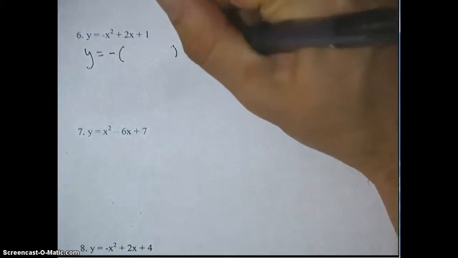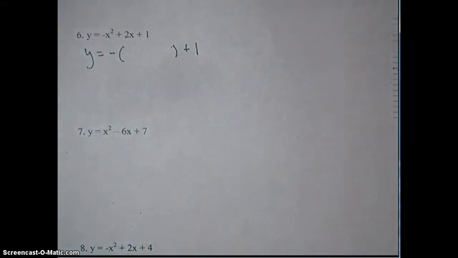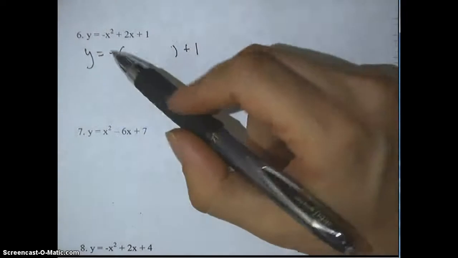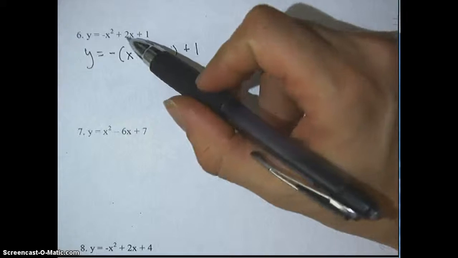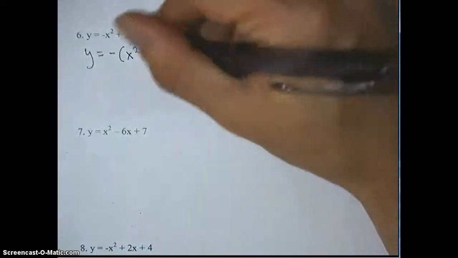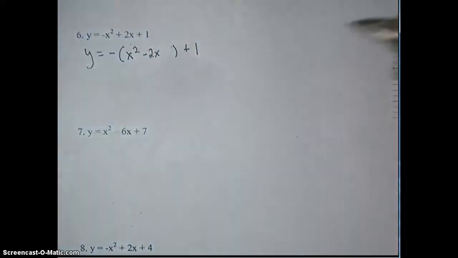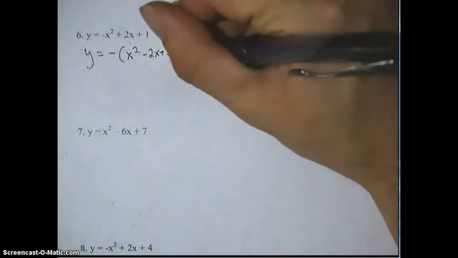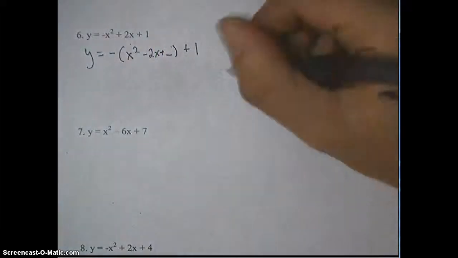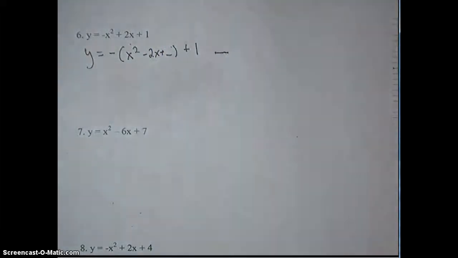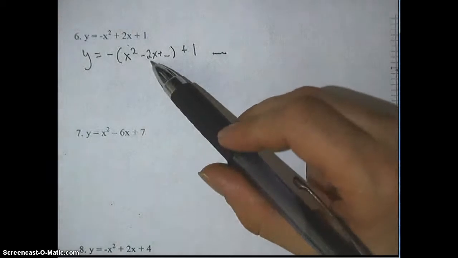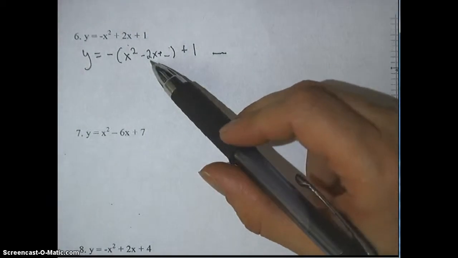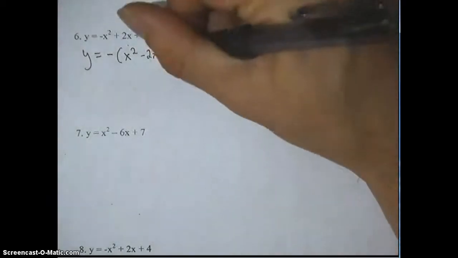And I want to keep that plus 1 on the outside. So if I factor out the negative, then inside here I've just got an x squared. And I don't have a 2x anymore, because I factored out a negative, so that's going to have to become a negative 2x. I'm going to add something here, and something here. So half of negative 2 is negative 1. Squared is positive 1.